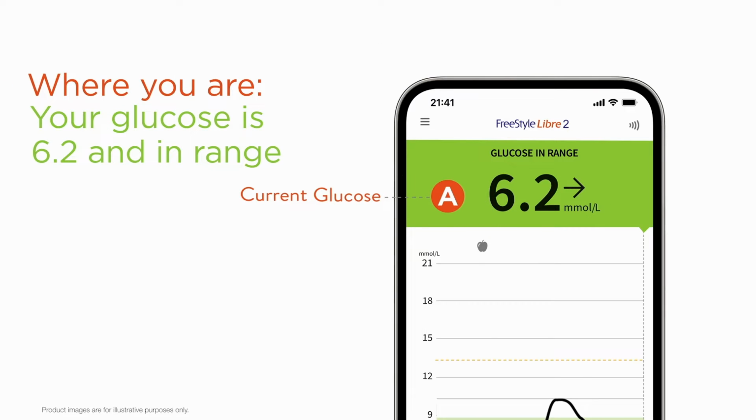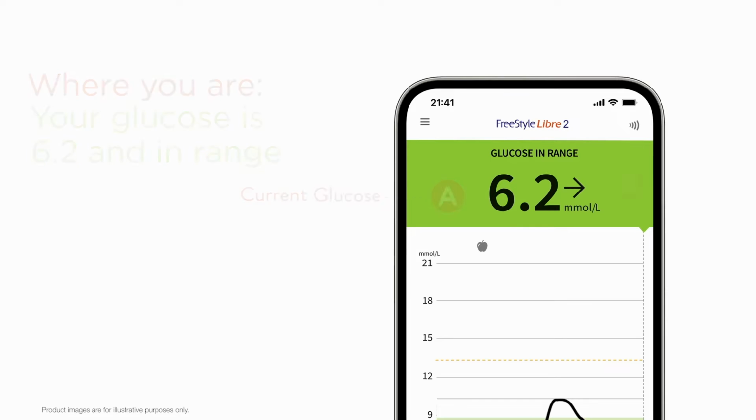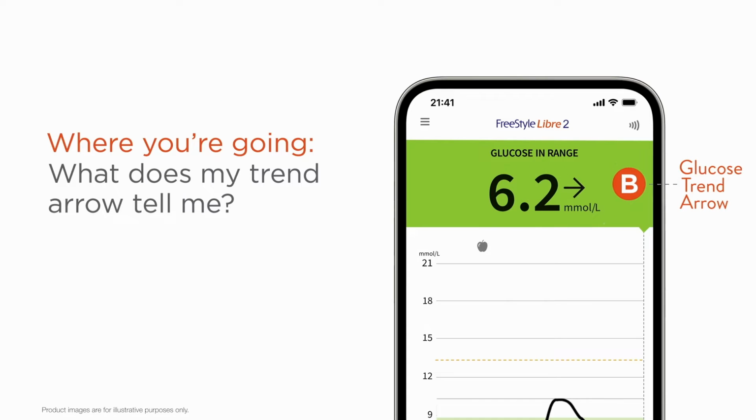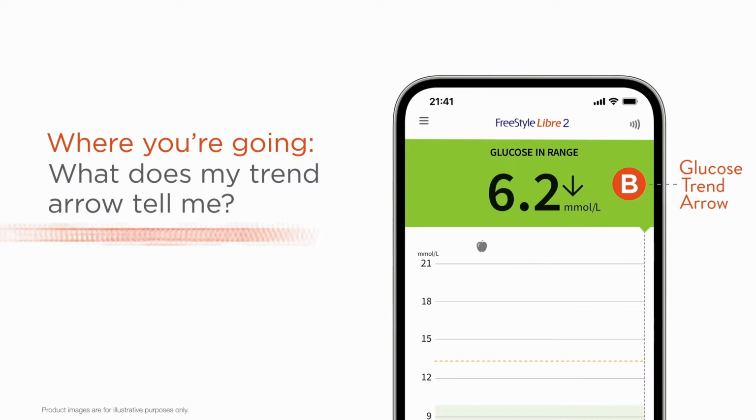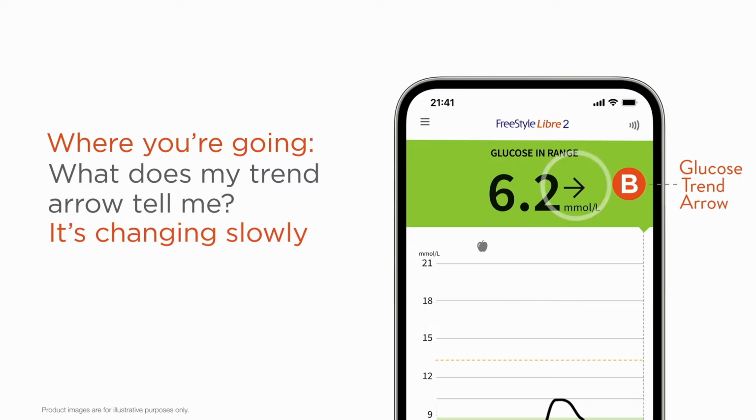Your current glucose reading tells you where you are. It says 6.2. The trend arrow tells you where you're going. Ask yourself, are your readings rising, changing slowly, or falling? Here you can see it's changing slowly.